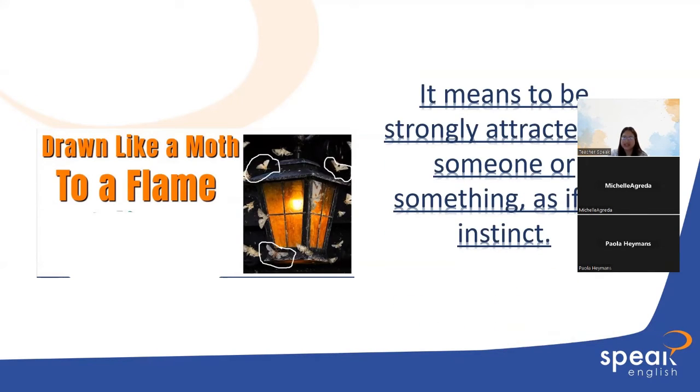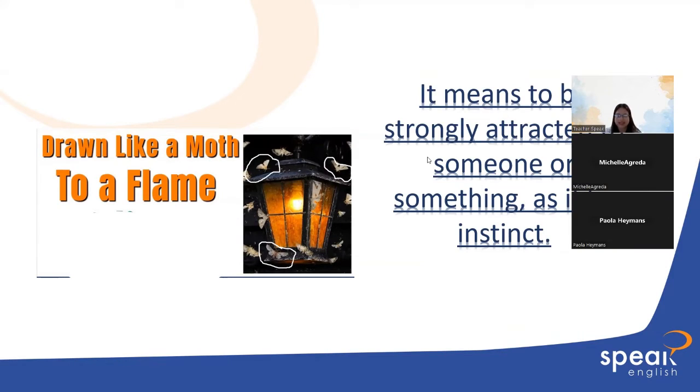Okay, let's see the meaning. Michelle, help me to read. It means to be strongly attracted to someone or something, as if by instinct. Because moths love the flame, or anything with lights, right? They follow it all the time. That's why, when it's going to be a rainy night, we see the moths going into the lights of our house, because they get attracted to the light. So yes, that's why. Drawn like a moth.